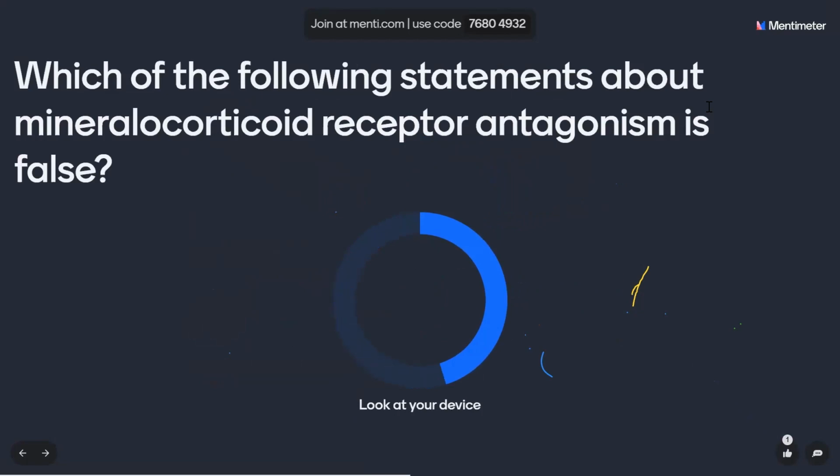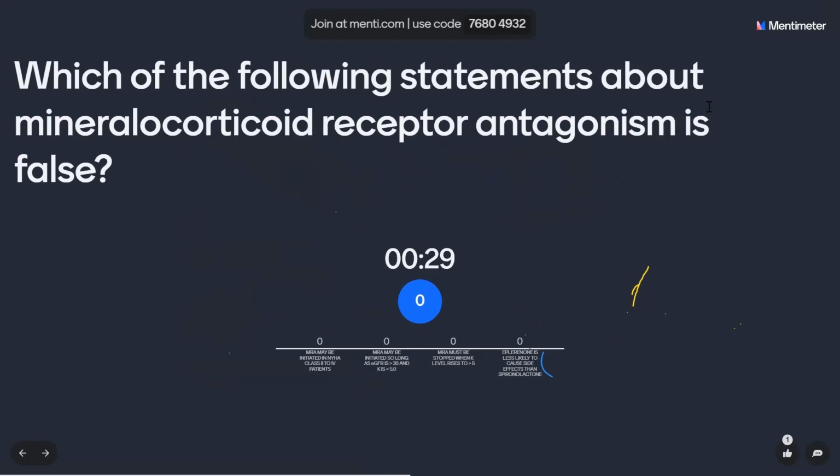Which of the following statements about mineralocorticoid receptor antagonism is false? MRA may be initiated in New York Heart Association class 2 to 4 patients. MRA may be initiated so long as eGFR is greater than 30 and the potassium is less than 5. MRA must be stopped when the potassium level rises to more than 5, or eplerenone is less likely to cause side effects than spironolactone.